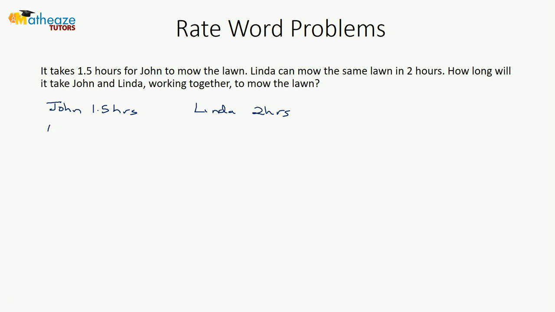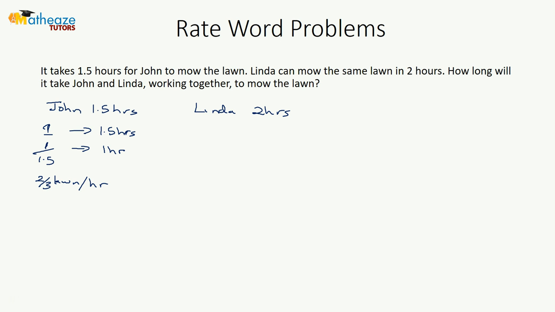For John, the whole lawn, so let's do this. One lawn takes 1.5 hours. So we want to find out how much of it he can do in 1 hour. So we're going to have 1 over 1.5 of the lawn. This is the fraction of the work he can do in an hour. So this is going to give us 2/3 of a lawn per hour.